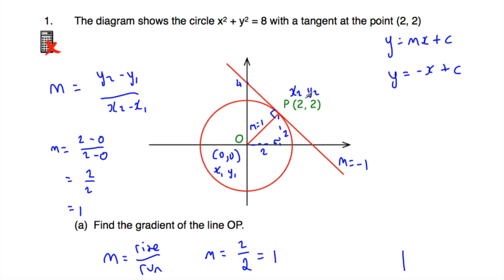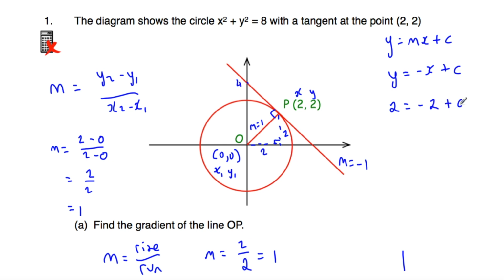What I would normally do is find a point that's on the tangent, and the point that we know is on the tangent is the point P, which is the point 2, 2. So we've got an x-coordinate of 2 and a y-coordinate of 2. If we substitute them in here, we can find out what c is, and then we'll know the equation of the line. So y, which is 2, is equal to -x, so that's -2, plus c.